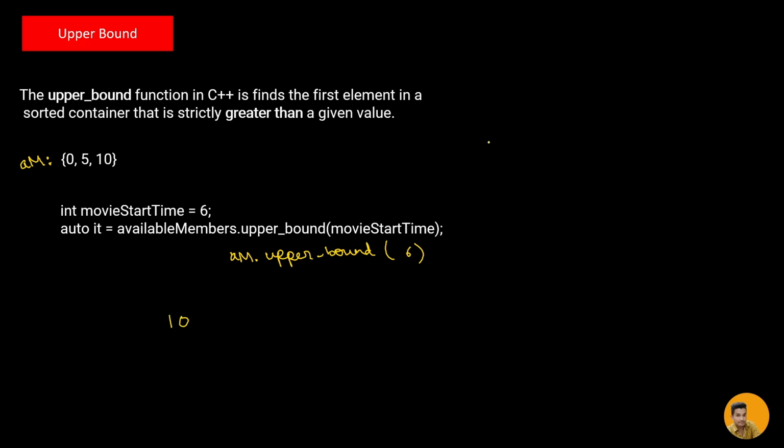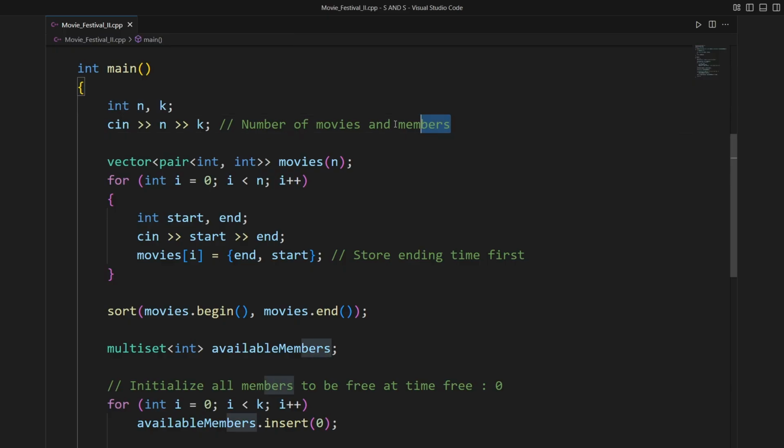In our understanding, let's say there are 3 members in this case, right? Because we have available members 0, 5, 10. So I am asking now that the next movie starts at 6. Give me a person from this sorted order who is going to be available before 6, meaning after 6, right? So 0, no, it is not. 5, no. 10.